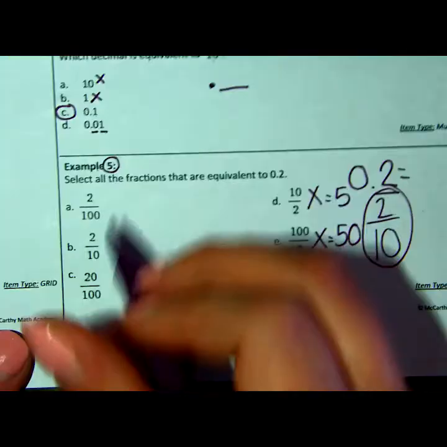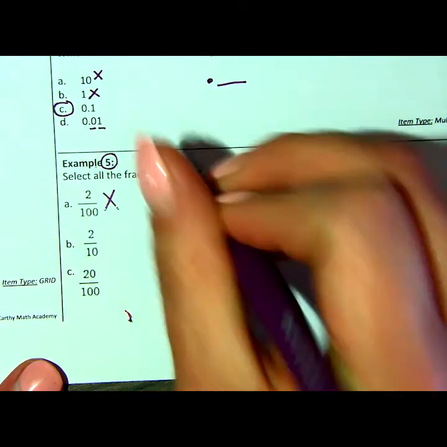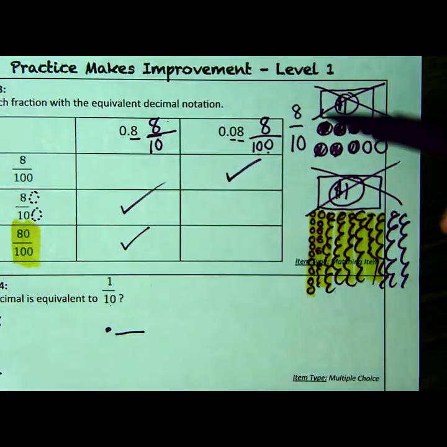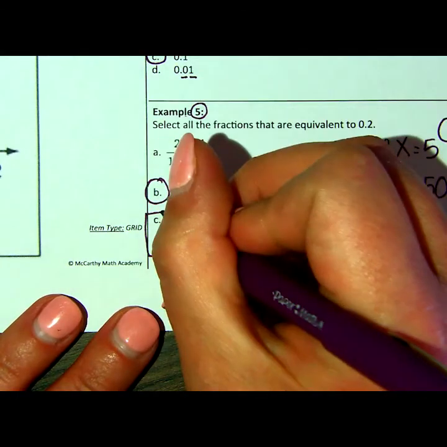Let's look. 2 hundredths? Nope. 2/10? Yes. Now what about this one? 21 hundredths. Well, that's what we just set up here, that if you had 2 dimes or you had 20 pennies, you still have the same amount. So this one is equivalent as well.